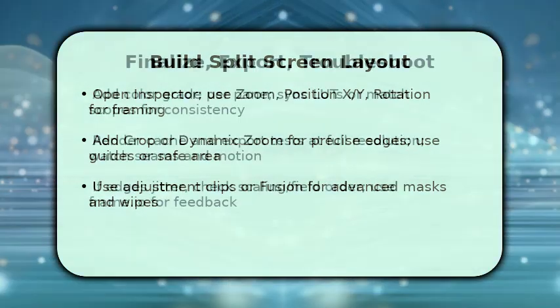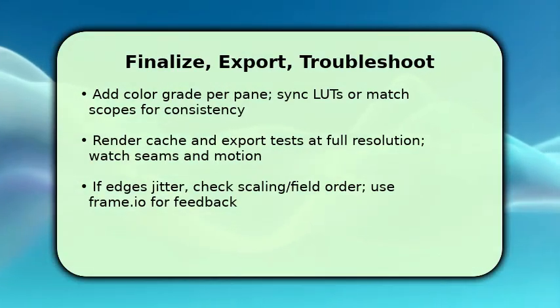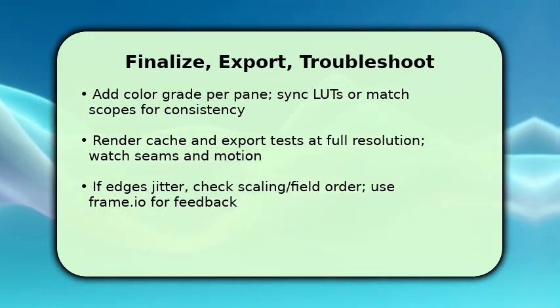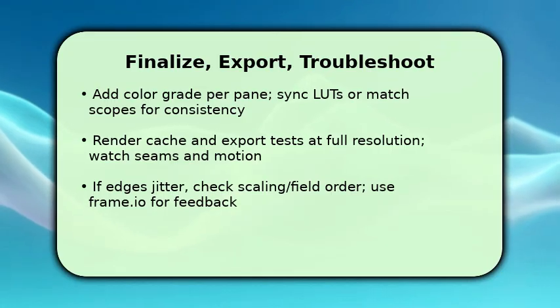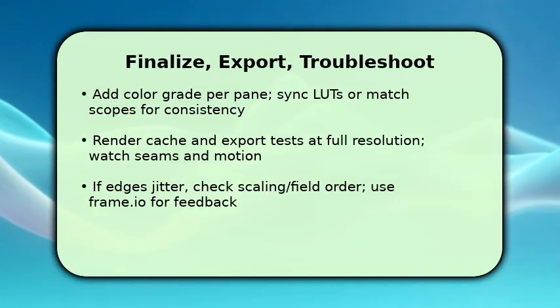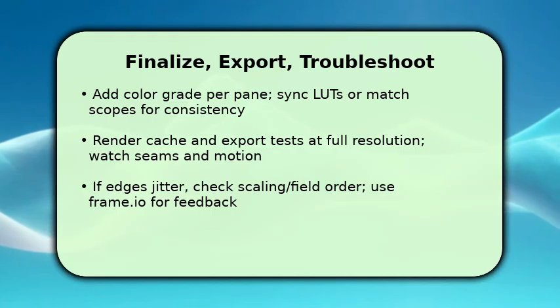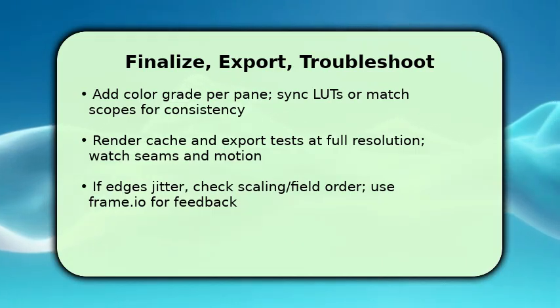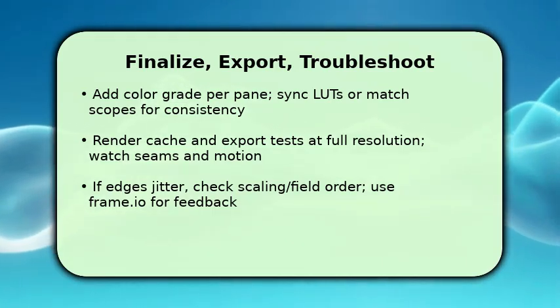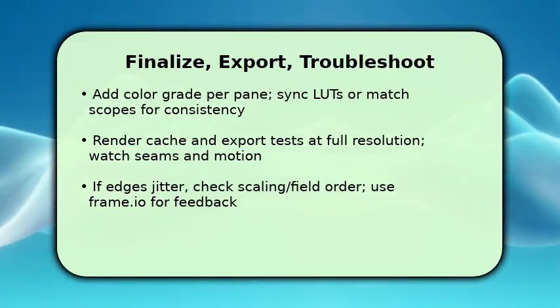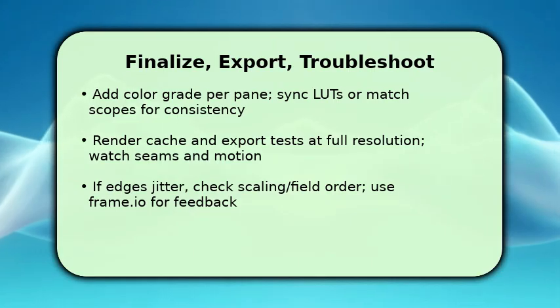Finish by polishing and testing the split screen before export. Grade each pane to match exposure and color. You can copy grades or use scopes to maintain consistency. Enable render cache and export a short test at full resolution to confirm seams and motion are clean. If you see jitter or mismatched edges, check clip scaling, pixel aspect ratio, and field order. Reapply transform at source if needed. Finally, export the full timeline with your chosen codec and review for any compression artifacts near.